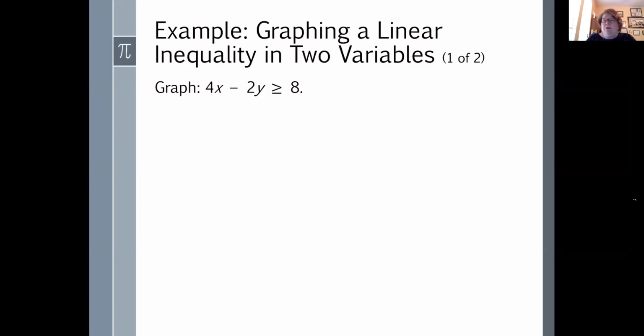All right, first we need to graph the line. So I am going to graph 4x minus 2y equals 8. And when I graph this in my coordinate plane, I'm going to graph this as a solid line, because we have greater than or equal to. If I have greater than or equal to or less than or equal to, I'm going to draw my line as a solid line.